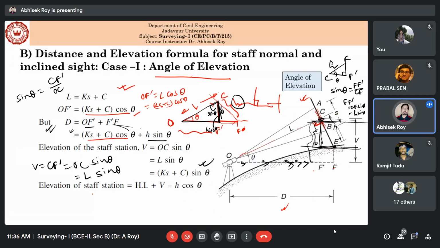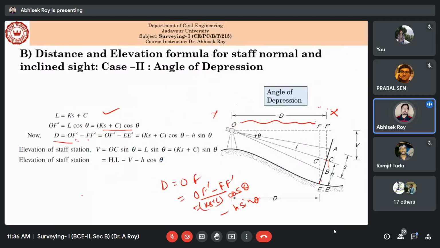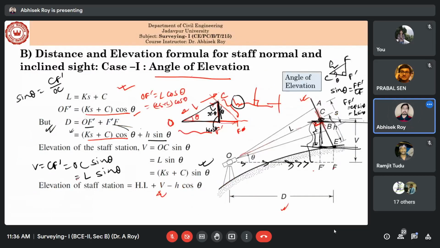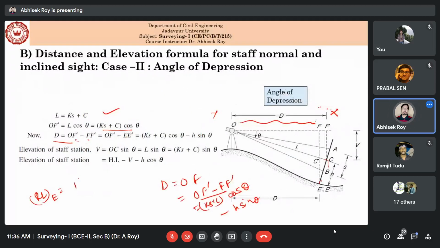And for this elevation of the staff level, the V you have added, here you have to deduct the V also. So RL of E is actually the height of the instrument. Previously it is plus V, right now it will be minus V, and H cos theta obviously will be minus. If you look at this triangle, it will be clear because this is the height of the instrument with respect to a particular datum. So if you deduct the V, you will get up to this point.